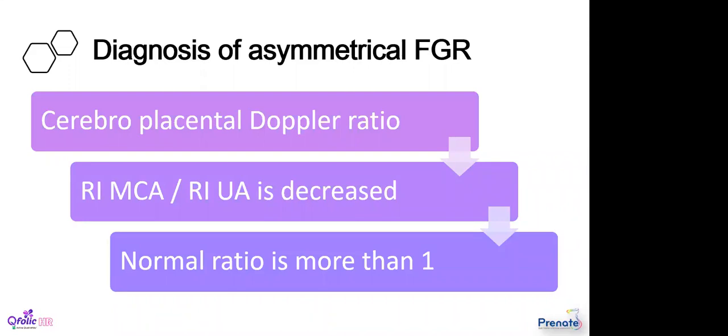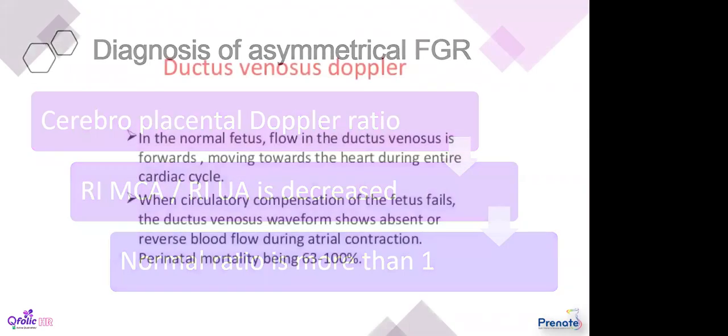If it is decreased, less than 1, it means that there is asymmetrical IUGR, because the brain is getting more blood, the resistance is less in the brain. While in the umbilical artery, the blood flow is decreased, there is resistance to the blood flow, placental insufficiency occurs, and the resistance index increases. That's why this ratio, which is normally more than 1, is decreased in asymmetrical IUGR.